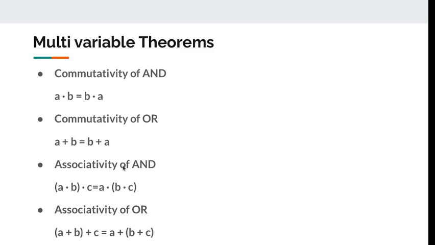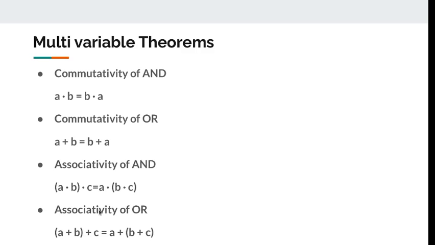The associativity for AND, so we have A and B and C. It's the same as saying A and B and C with different parentheses. So it doesn't matter the order of the parentheses here. And that's kind of helpful when you're simplifying equations. You can change the variables order, and that doesn't affect the end result.